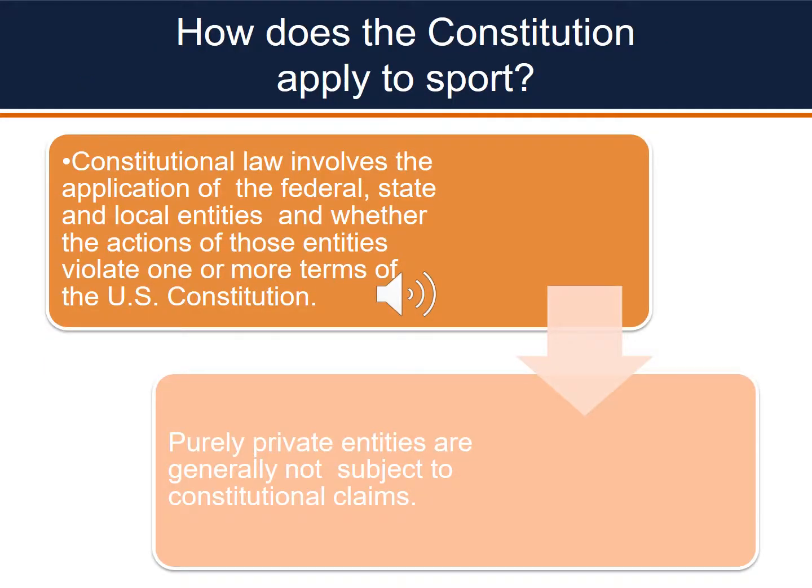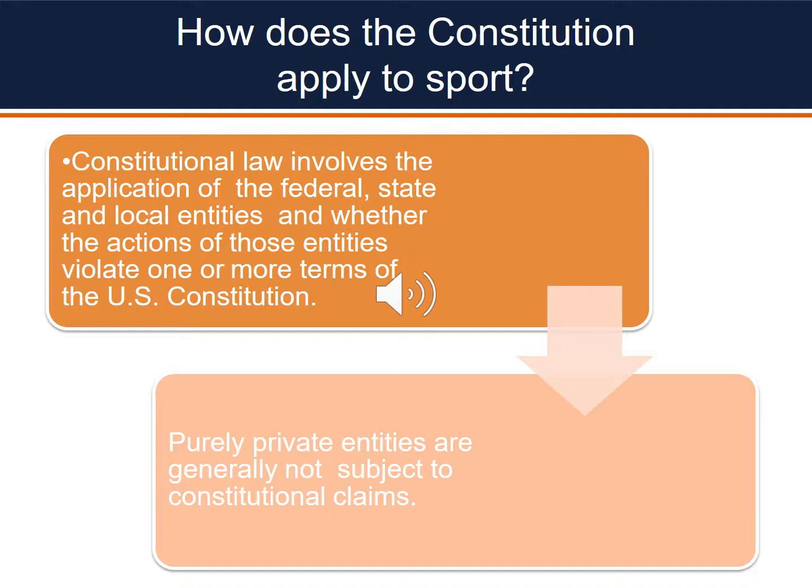Now that we have a couple examples in our mind, let's dig a little deeper on how we consider how the Constitution applies to sport. As we've seen earlier, we have individual scenarios. So how indeed can we think about the law applying to those individual scenarios? First of all, we have to recognize that constitutional law involves the application of federal, state, and local entities, and whether those entities and actions of those entities violate one or more terms of the U.S. Constitution. And in both of our previous scenarios, we indeed see violation of an individual's U.S. constitutional rights. We'll talk in a little bit about then what is a state entity, because that's really important in our application and understanding here.